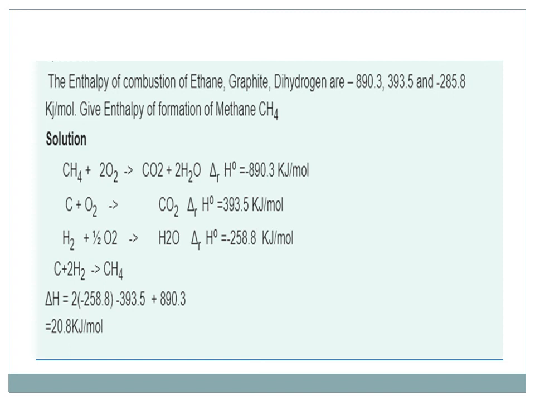CH4 plus 2O2 gives CO2 and 2 water. C plus O2 gives CO2. H2 plus half O2 gives H2O. Now the equation will become C plus 2H2 gives CH4, and putting all the values, delta H will be minus 74.8 kilojoule per mole. And it is a very simple numerical.